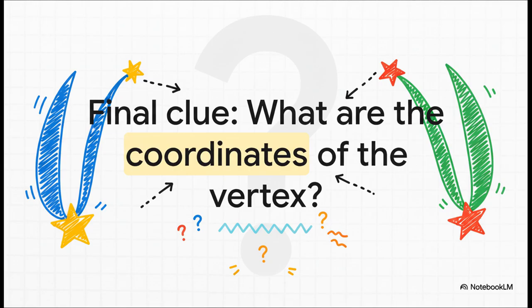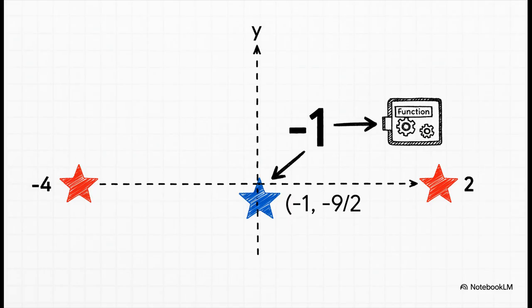All right, now for the main event, the most important point on any parabola, the vertex. This is either the lowest point if it opens up, or the highest point if it opens down. It's the absolute peak, or the valley. So where is it? Well, think about it. We know the vertex has to be somewhere on that center line we just found, right? So we take that x value, -1, and we plug it back into our original equation. The output we get is the y-coordinate. So our vertex is at the point (-1, -9/2).